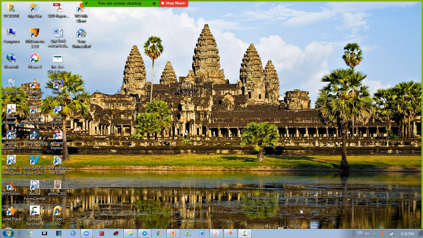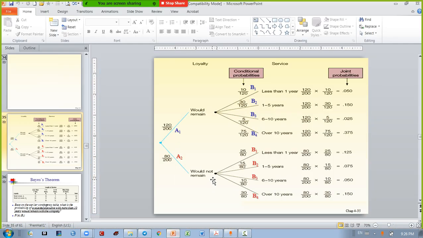Hello everyone. Today I'm making a new movie in order to continue our chapter 5 probability concept. In the previous movie we already learned how to find prior probability, conditional probabilities, and joint probabilities. And this is a tree diagram that shows us the stages of probability for one problem.